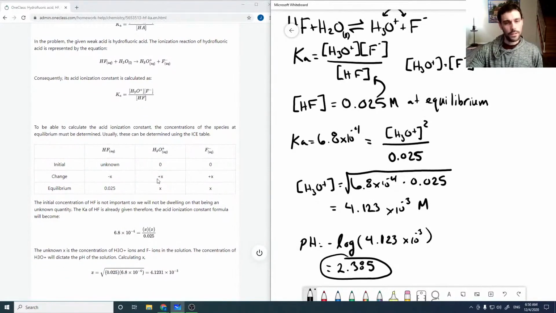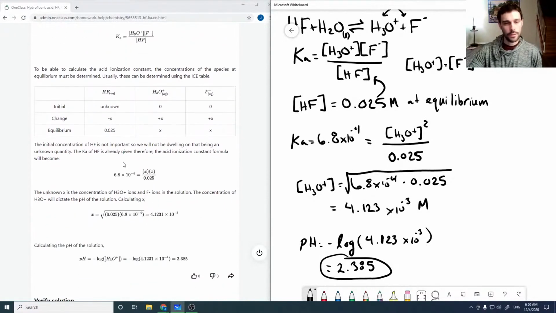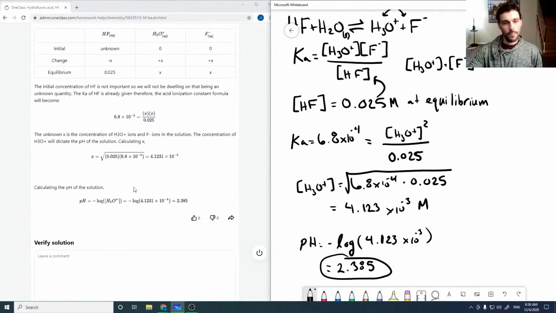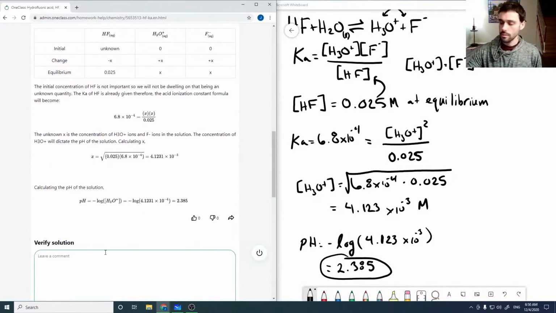You could make an ice table, but there's no point. Although it is showing you that at equilibrium, we're given our equilibrium value and the x's, showing that H3O plus and F minus must have the same concentration. So we get our value there and our pH. So that looks good. Okay.